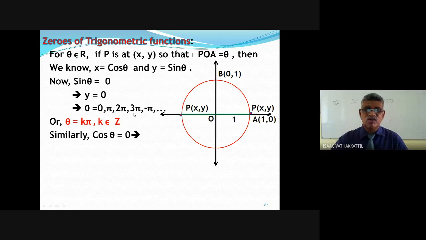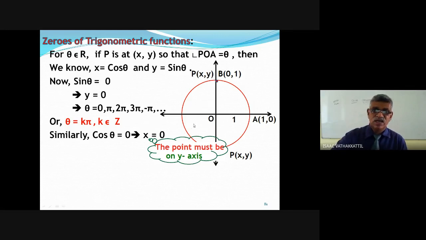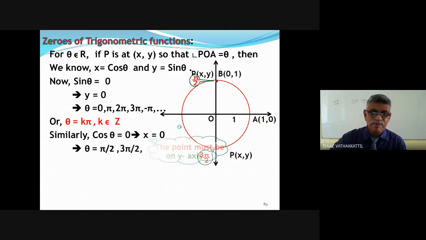Now, cos theta equal to 0 means x coordinate is 0. X is 0 means the point must be on the y-axis, maybe positive y-axis, maybe negative y-axis. So that means theta must be pi by 2, maybe 3 pi by 2, 3 pi by 2 is here, maybe 5 pi by 2, maybe 7 pi by 2, maybe minus pi by 2, minus 3 pi by 2.